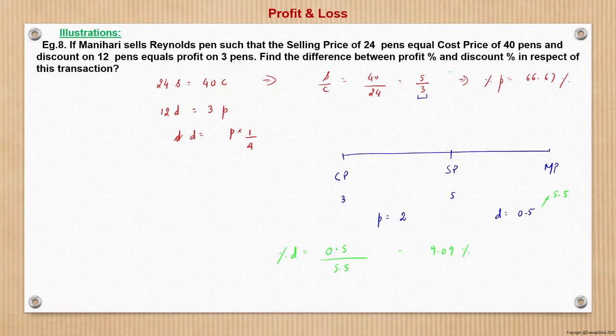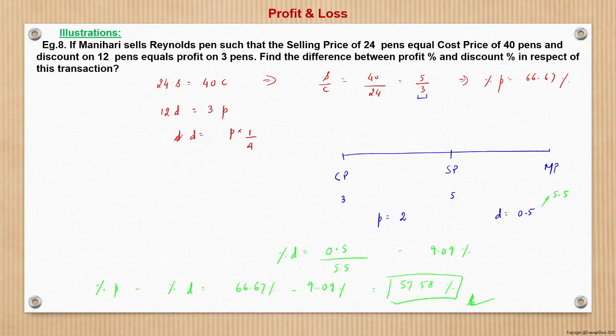So we have to find the difference between percentage profit and percentage discount. So percentage profit minus percentage discount is what? Percentage profit is 66.67 minus percentage discount is 9.09%. So if we subtract this, what we get? I think we will get 57.58%. This is the required answer to this question.